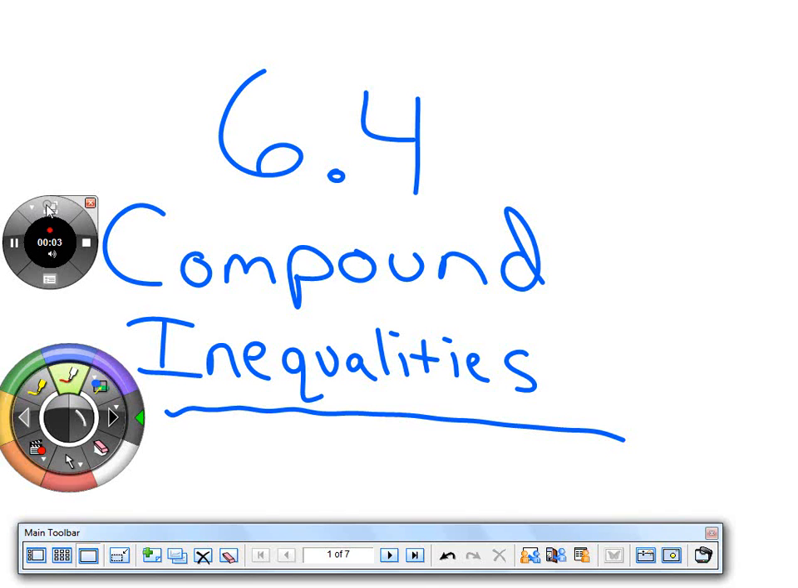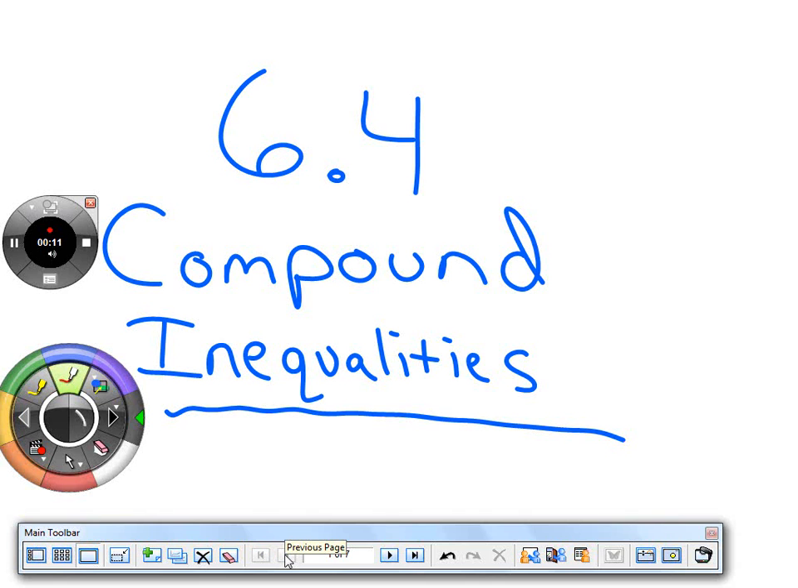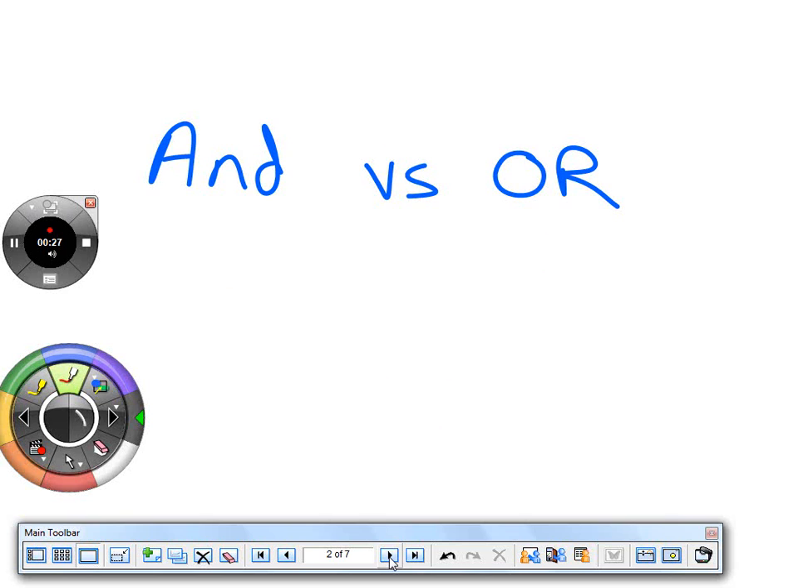Okay, this is 6.4, compound inequalities. First of all, compound, I should back up. Compound definitely means, just like in grammar, a compound sentence means that you're combining two complete sentences with an and or an or, I guess, or a but, but usually an and or an or. Now, these words in math actually mean something, as well as in the real world.